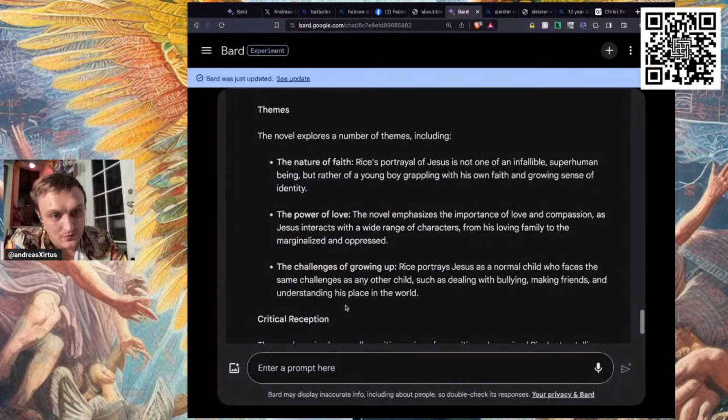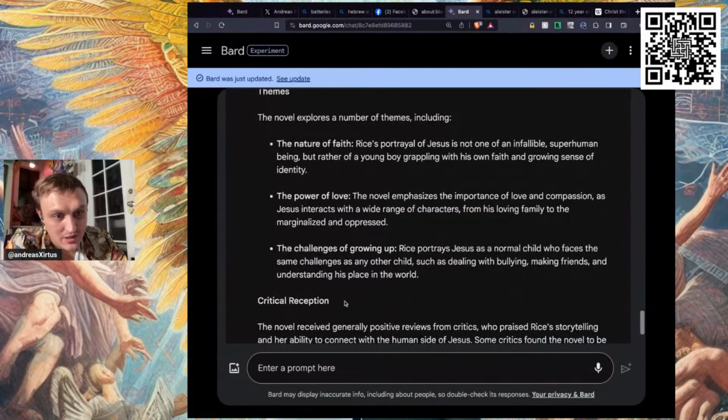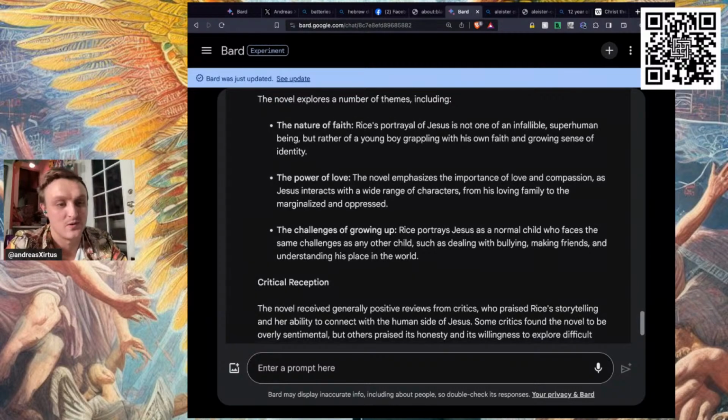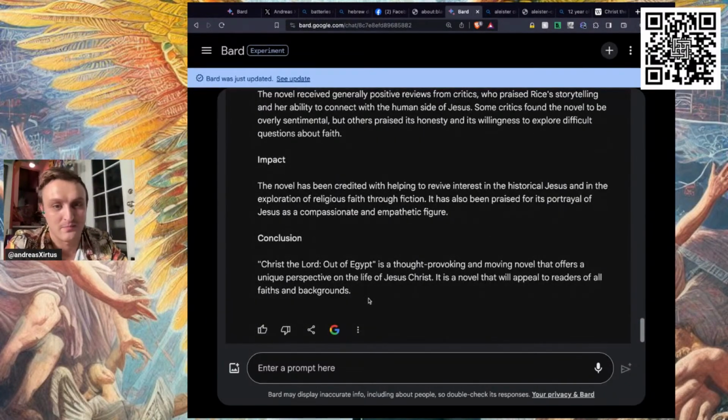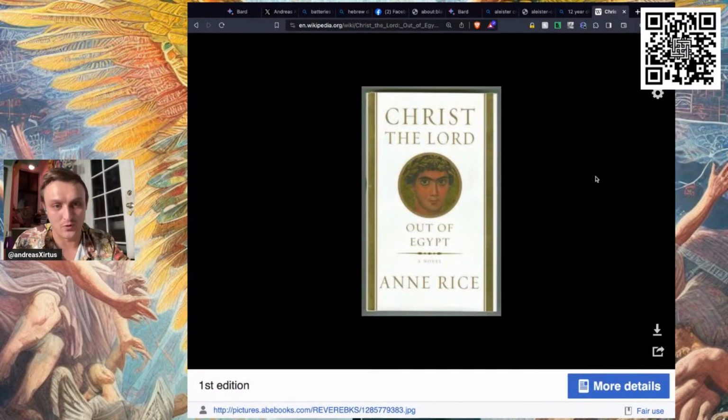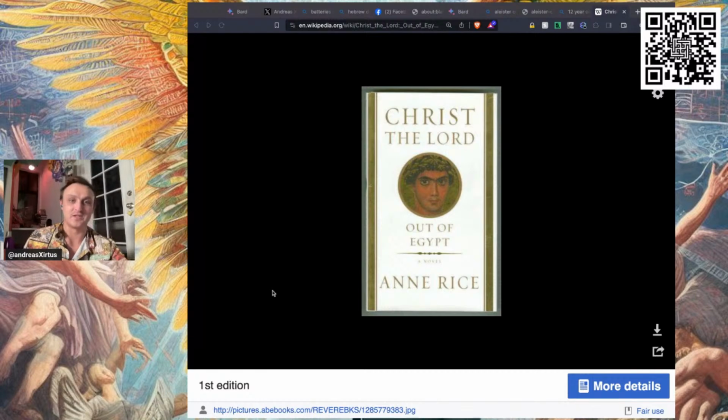Nature of faith, power of love, challenges of growing up. A normal child who faces challenges like any other child's, dealing with bullying, making friends. He makes someone come back to life a few times. Some weird stuff happens that they all have to deal with. And he almost has Krishna-like power but he's not a Krishna-like wild boy. He's not trying to manipulate people and pull them into his eyeball, into the galaxies of his pupils or something like that, just to laugh at them like Krishna. But he does have the power to bring people back from the dead, which freaks people out.